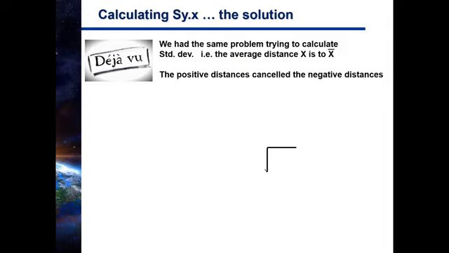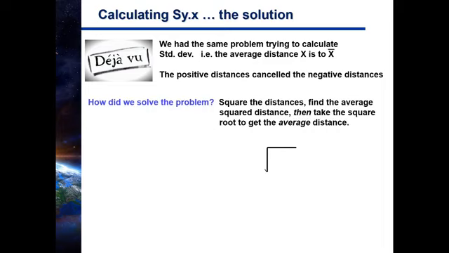Well, the same thing is going to happen with the y minus y primes. Half of those distances are going to be above the line and half below the line. When you add them all up, you're going to get 0. Well, how did we solve the problem initially when we were looking at the average distance x is to x bar? Well, we squared all the distances, right? Do you remember doing that? We just said, oh, yeah, all you have to do is do x minus x bar squared.